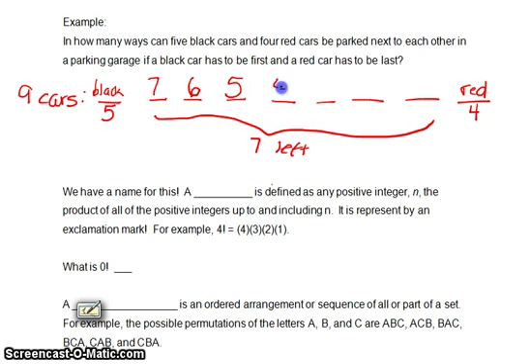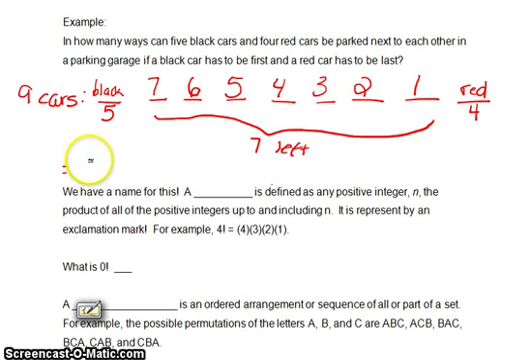Then we have 4 different options, 3, 2, and then finally, we have one car left over. Okay? So what we're going to do to find the number of possible choices is multiply all of these numbers together.